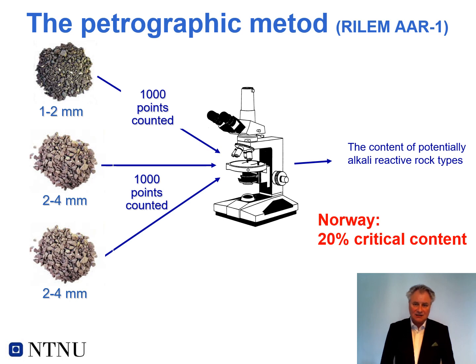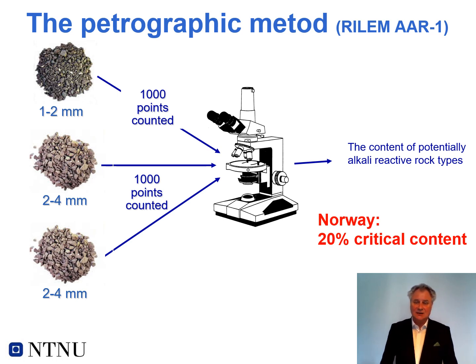You are making thin sections of your aggregates, one thin section in the 1 to 2 millimeter fraction and two thin sections in the 2 to 4 millimeter fractions, and you're point counting those thin sections under a microscope. You are recognizing if those aggregates are reactive, maybe reactive, or innocuous. And then you're counting and you're getting a number.